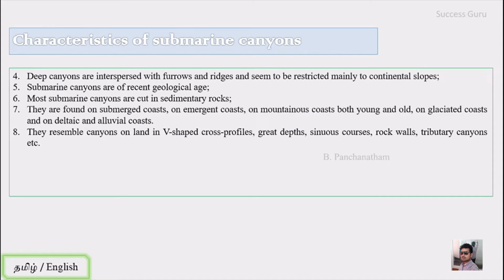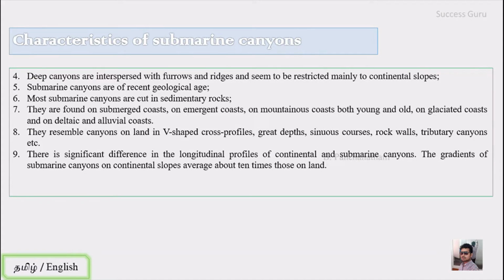So these are the resemblances with the land stream along with the submarine canyon. And the differences are that there is a significant difference in the longitudinal profile of the continental and submarine canyons. The thing is that the gradient of the submarine canyon on the continental slope averages about 10 times those of the land. So if you are comparing the gradient between the land canyon and the submarine canyon, you can simply see that the submarine canyon has a 10 times higher gradient than the land canyon, right?